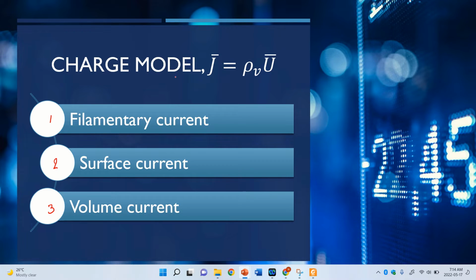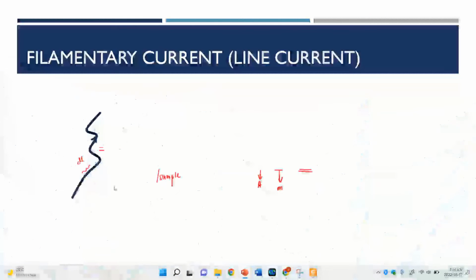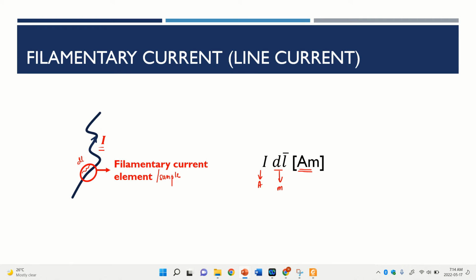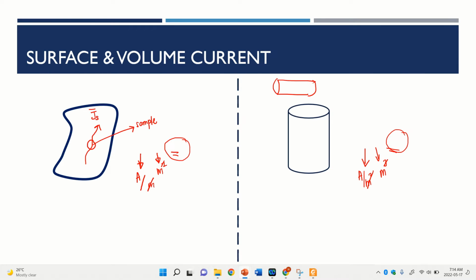Describe the charge model for the field in terms of filamentary current, or in terms of surface current, or in terms of volume current. In order for you to explain that, you have to know these current models, and you have to be able to explain them in the exam. If you think that a diagram like this will help you to explain, you are also allowed to draw this diagram in your exam, to help you describe your answer.